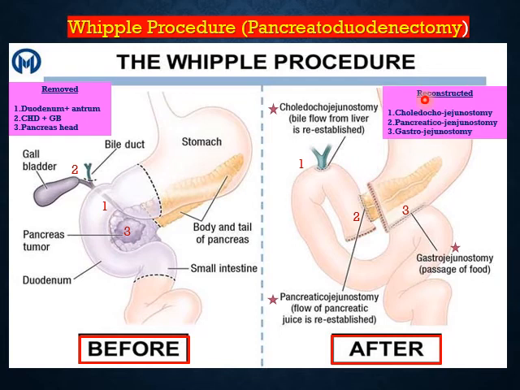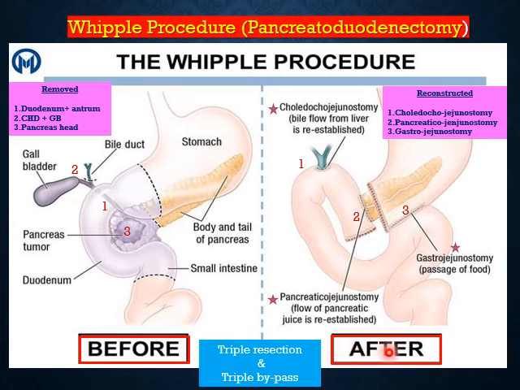Okay, and this consists of first a choledochojejunostomy. Common hepatic duct is joined to the jejunum. Secondly, a pancreaticojejunostomy, where the pancreas is joined to the jejunum. And the third one is your gastrojejunostomy, stomach to jejunum. So before is the resection and after is your anastomosis. So it is a triple resection and triple bypass.